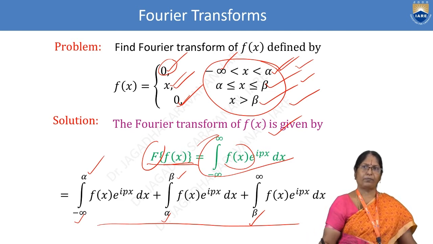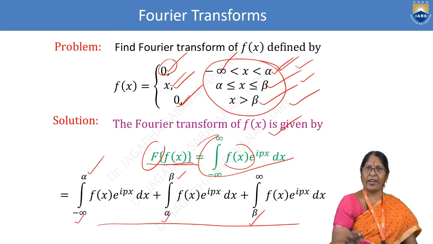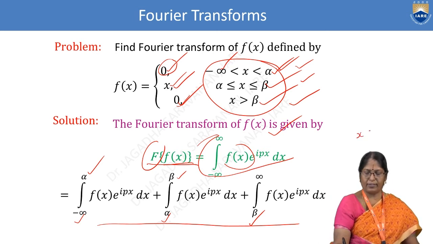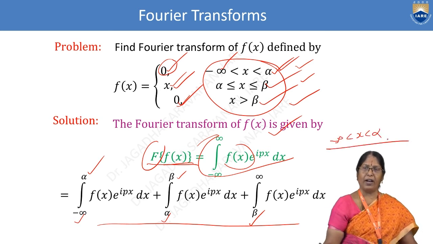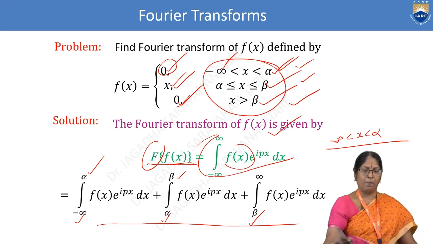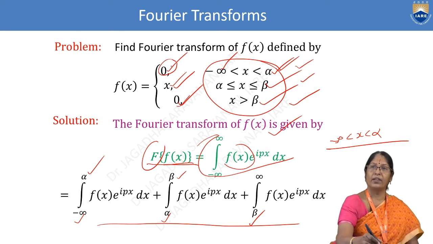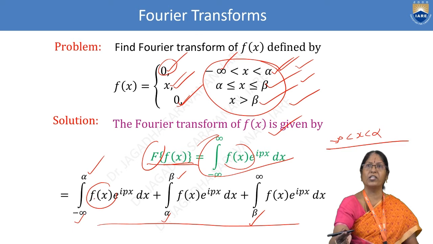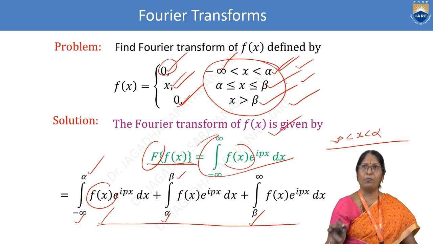Now after splitting into these 3 integrals, we have to check x. What is this meaning? x lies between minus infinity and alpha, satisfying our given problem. Where is the condition? Yeah, the first condition is there. Minus infinity to alpha. What about our f of x? The given problem clearly says the function is 0. Then f of x we will replace by 0. The first integral is vanished according to our problem condition.